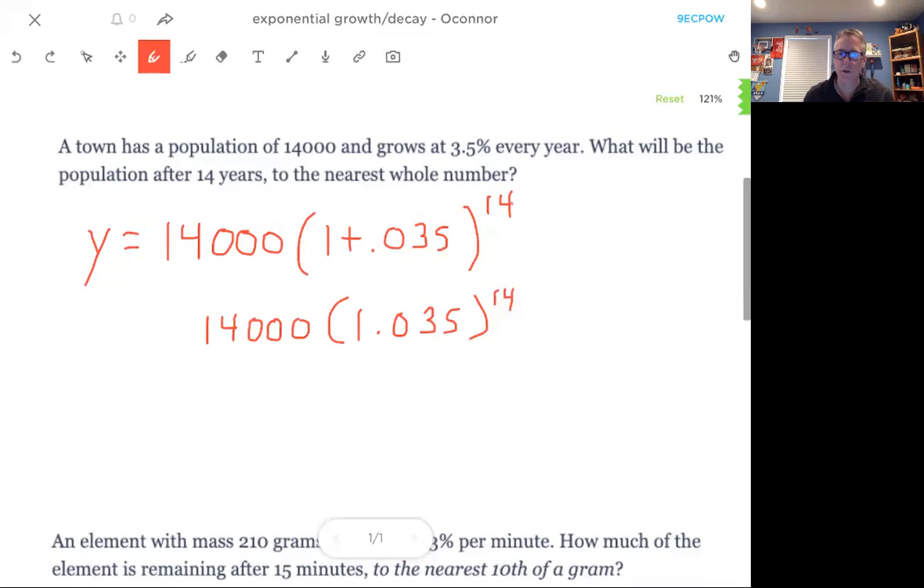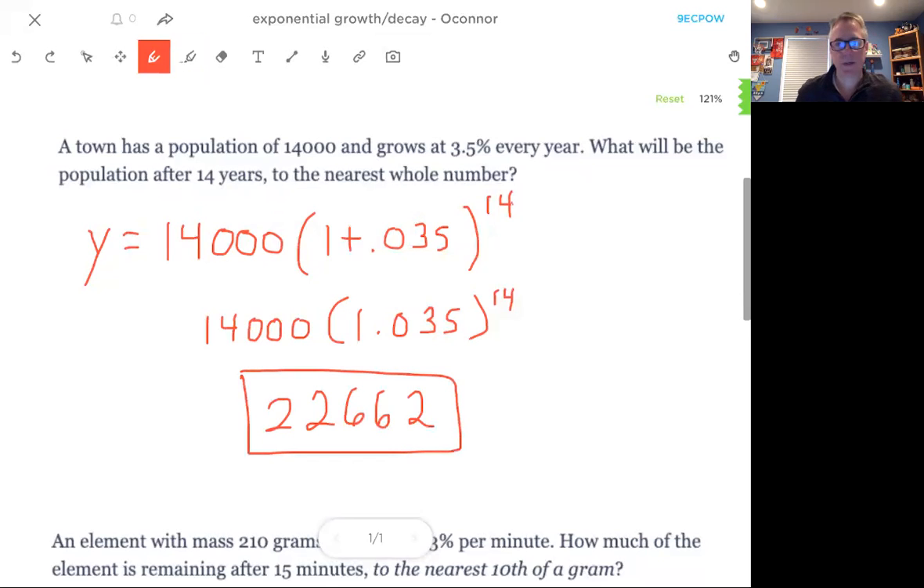In either case, our final answer should be 22,661.7. But since we're talking about people, we're not going to have 0.7 people, right? So we should round that up. It says to the nearest whole number, of course.